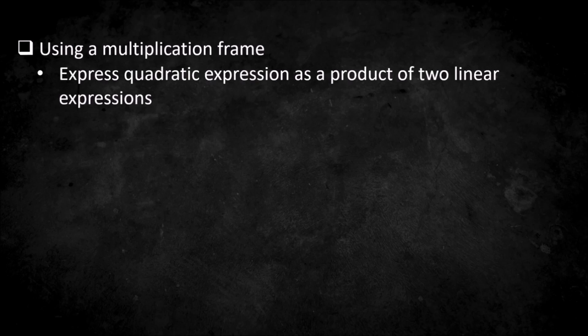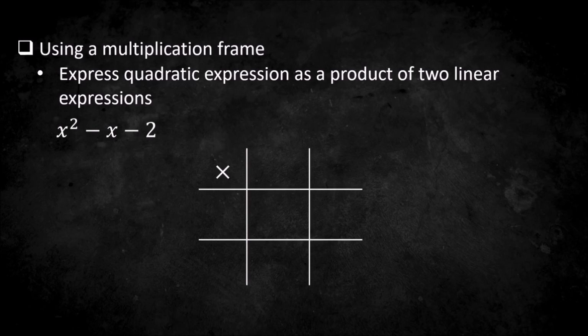The next method is by using a multiplication frame. This method is mainly used for factorizing quadratic expression into a product of 2 linear expressions. Using x squared minus x minus 2 as an example, start by drawing the multiplication frame. Write the x squared term in the middle and the constant, negative 2, in the lower right corner. We have to find two terms when multiplied will result in x squared. In this example, the two terms are both x. Write x in the two boxes.